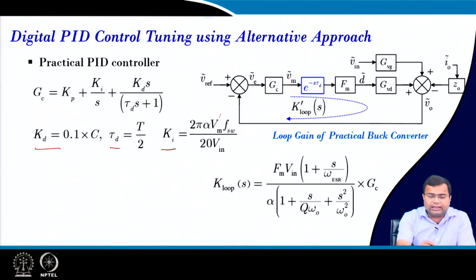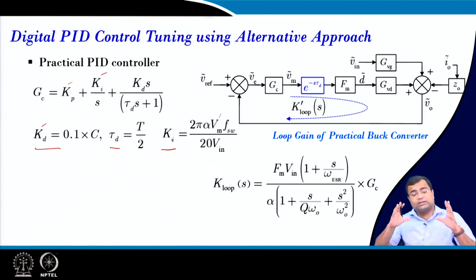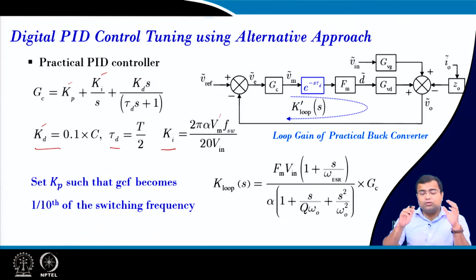Now, in this controller we have 4 unknowns: Kp, Ki, Kd and tau d. Here we already set 3 parameters, that means Kd, tau d and Ki. So, 3 parameters are already set. Now, the fourth variable, Kp, we have to select in such a way that we can get the crossover frequency close to 1/10 of the switching frequency.